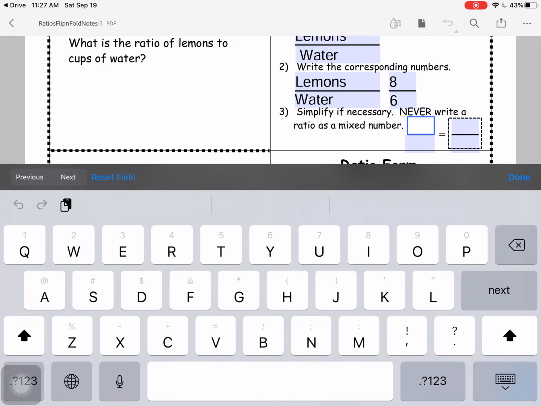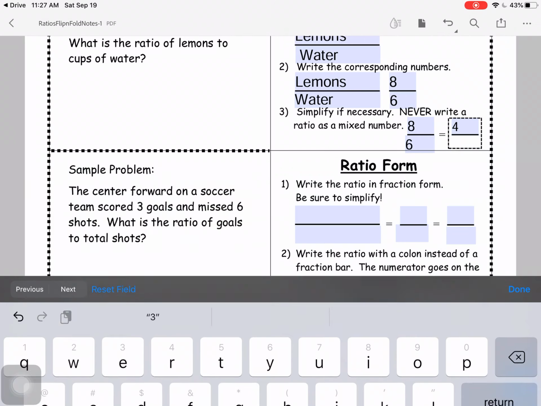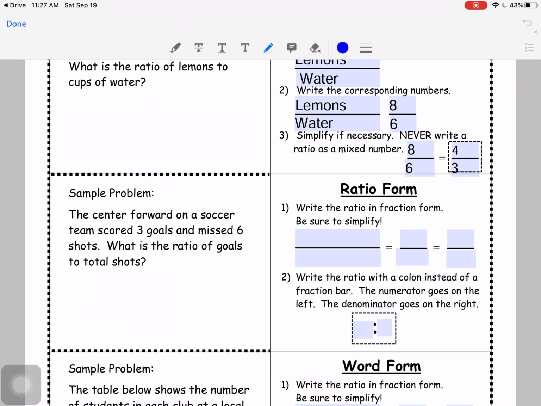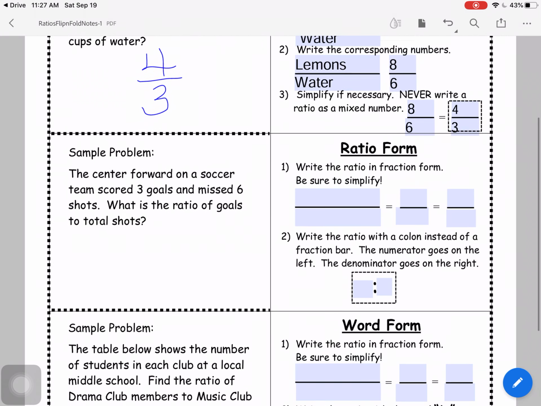So let's write our ratio. So we had an 8 to 6 ratio. And when we simplify it, we get a 4 to 3 ratio. All right, so the ratio of lemons to water is 4 to 3, written as a fraction. Okay, we can also write this ratio in ratio form, which means we would use a colon, or we can write it in word form, meaning we would use the word to, T-O. All right, let's move on to the next section.